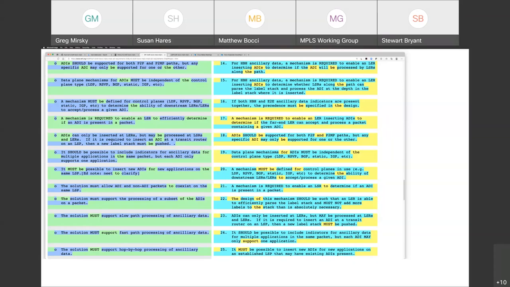Maybe one quick comment or question. Is this document mainly about the requirements on the indicators, not about the ancillary data, right? No, it's about both, isn't it? Okay, but I see the requirements here are mainly about the indicators.